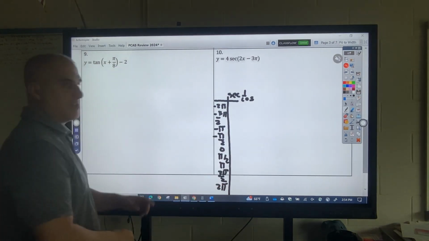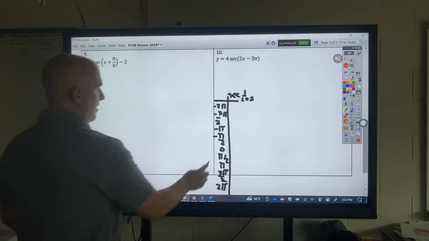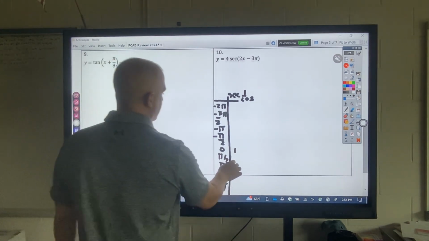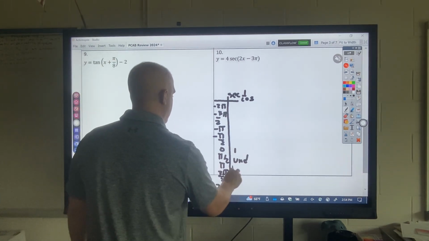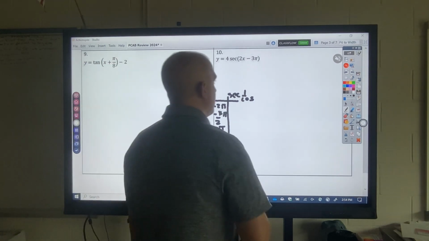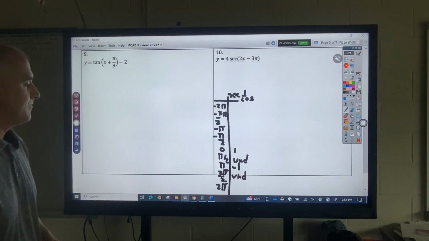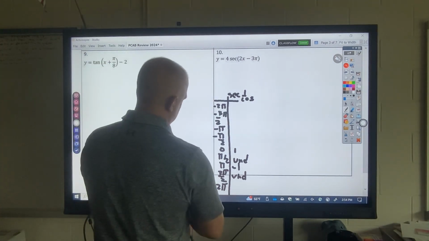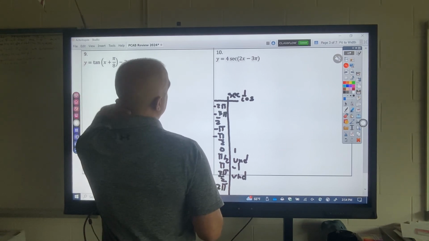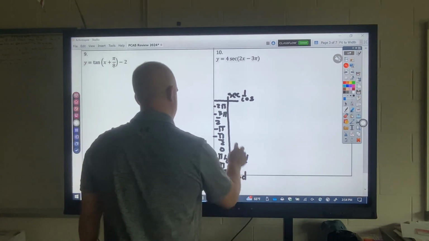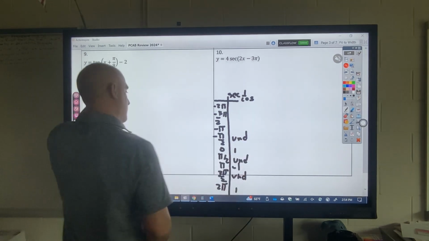All right, I talked about this in the last video. All right, 1 will stay 1, okay? All right, if it would have been 0, it's now undefined. -1 will stay -1. This is undefined, okay? All right, and that's going to be 1, undefined, okay?